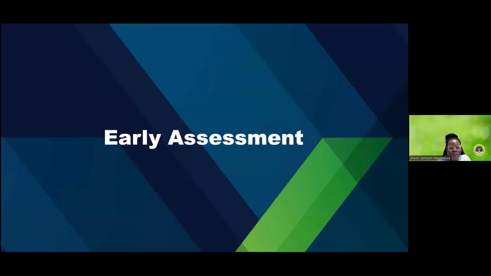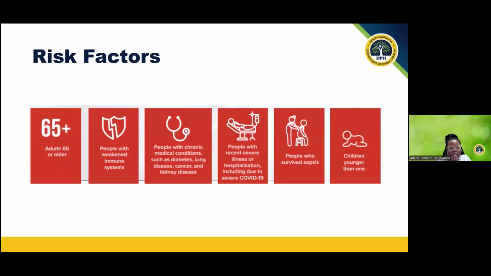So we're going to look now at some early assessments. These are some risk factors for individuals who may be at high risk for developing sepsis. So as you see here, first on the list is anyone who's 65 years or older. Of course, we know they're immunocompromised for the most part just because of age and maybe some other comorbidities that they may be dealing with. And so any kind of infection can trigger sepsis.